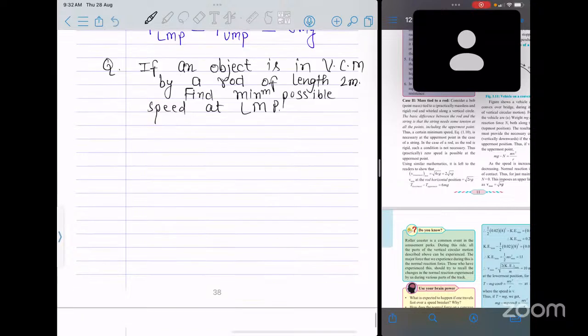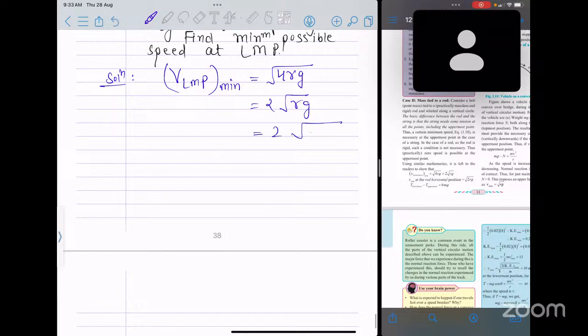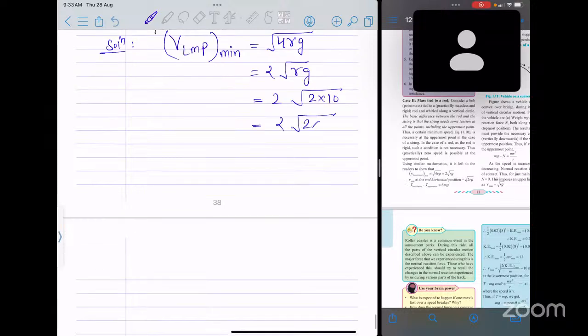So we have a direct formula. V at lowermost point, minimum possible, is square root 4rg, which is 2 root rg. So this will become 2 into root of R is 2, G is 10. Yes or no? So this is 2 root 2 into 2 into 5, which will become 4 root 5 meter per second. Understood or any doubt? Understood, sir.